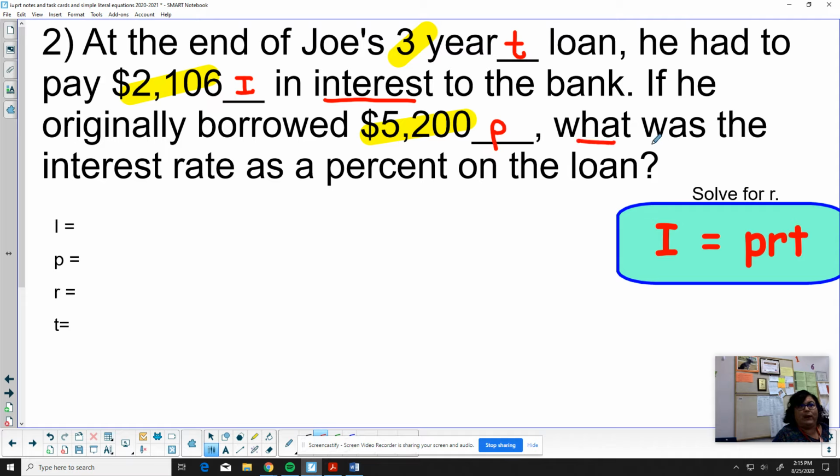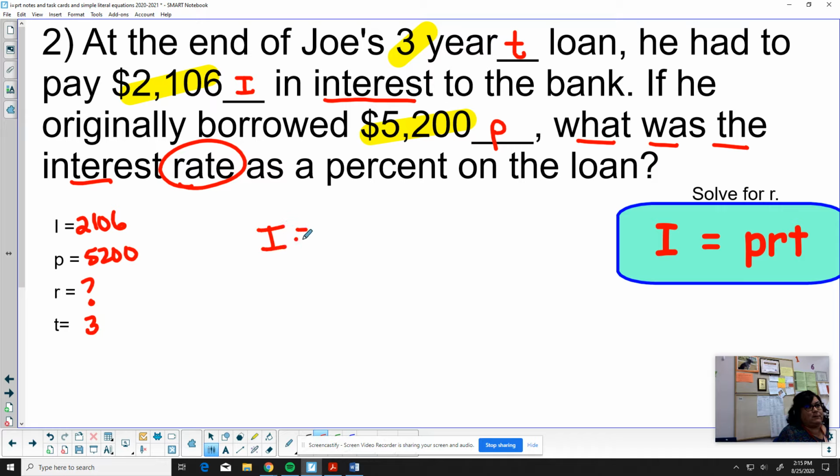The question says, what was the interest rate? So we don't know the R. That's the question mark. So let's see. I is 2106, P is 5,200, and T is 3. So we use our formula and we plug it in. So in for I is 2106. I went right in there. P is 5,200. R is just R because we don't know it, and T is time.